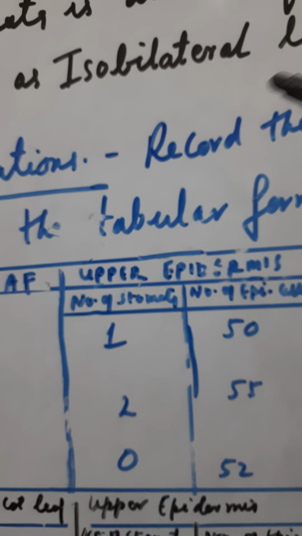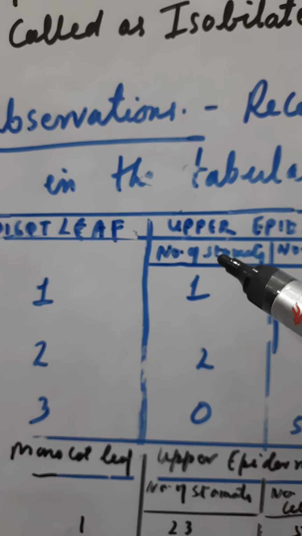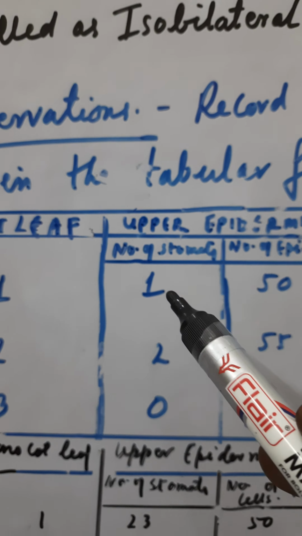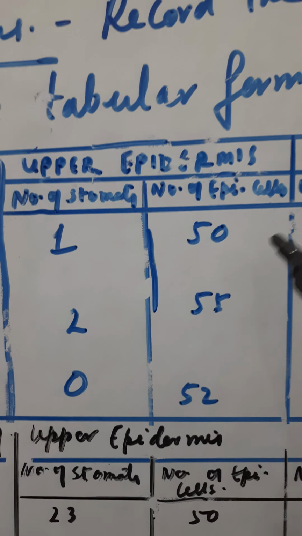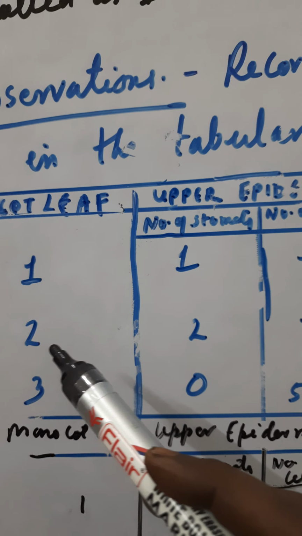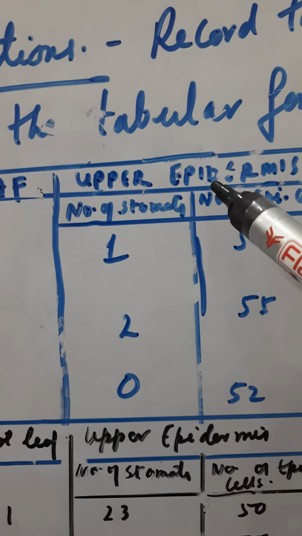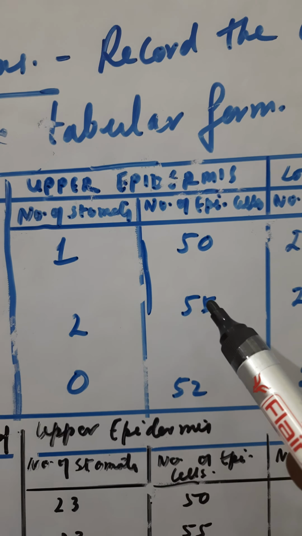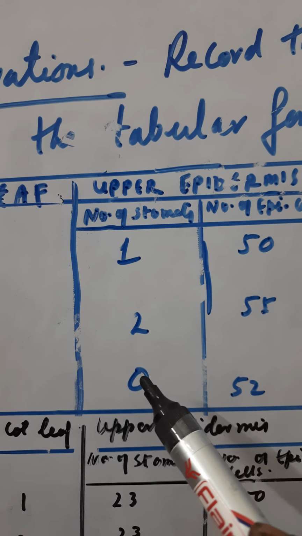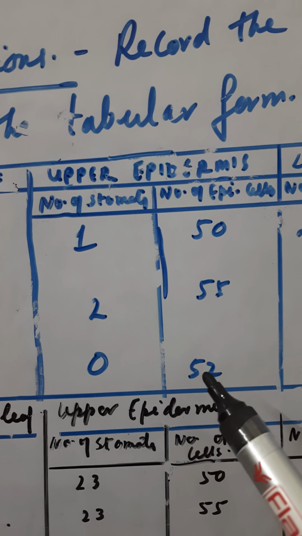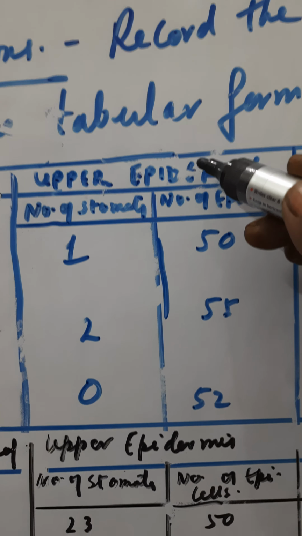Now you will be told to record the observation in tabular form. So for the dicot leaf, in one successive field, suppose the number of stomata is 1, the number of epidermal cells will be many, so suppose that it is 50. Then in the second successive field you got number of stomata 2. I am talking about the upper epidermis. Number of stomata 2 and number of epidermal cells 55. In the third successive field, number of stomata 0 and number of epidermal cells 52. So this was for the upper epidermis.